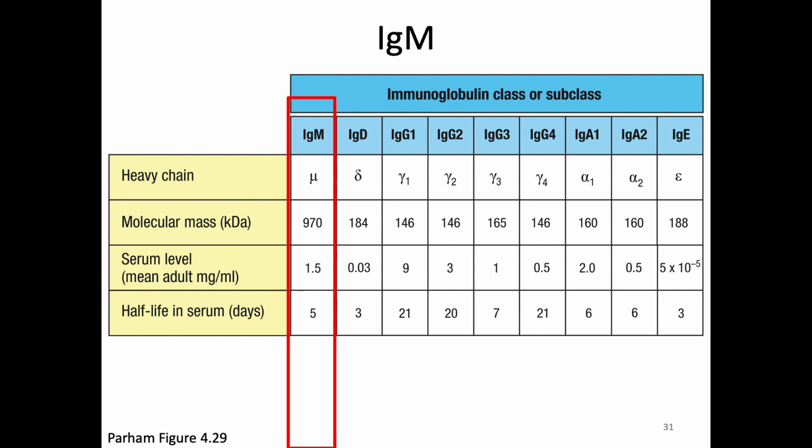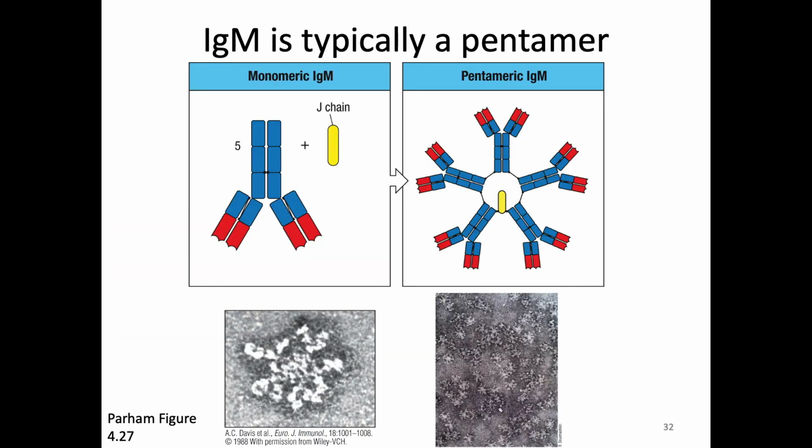So the first isotype that we're going to talk about is IgM. And when you look at IgM, there should be something that really stands out about IgM compared to the other isotypes. So what seems really unique here about IgM? Yeah, Emma. The molecular mass is way bigger than all the other ones. You can see it's kind of medium-ish in a lot of ways, like half-life, but in terms of size, it is gigantic.